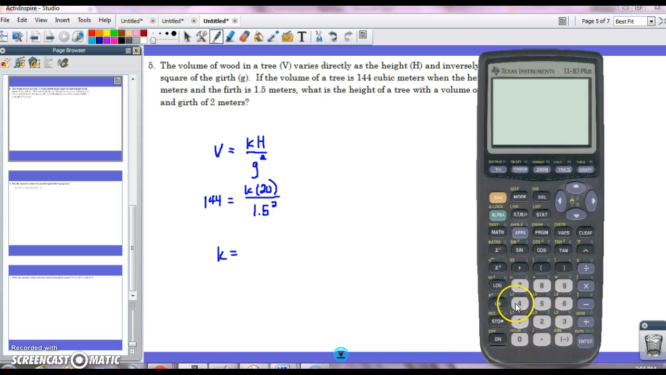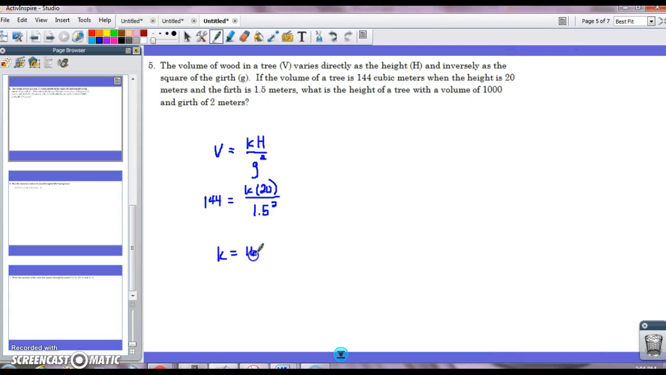And if we do all that in our calculator, so we have 1.5 squared times 144 divided by 20, and we end up with K is 16.2. So with that, it says what is the height of a tree with a volume of 1,000 and a girth of 2? So what is the height of a tree if the volume is 1,000?